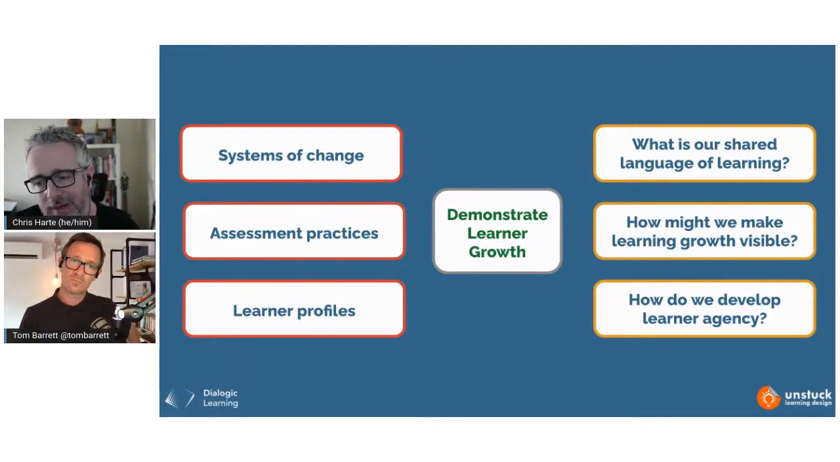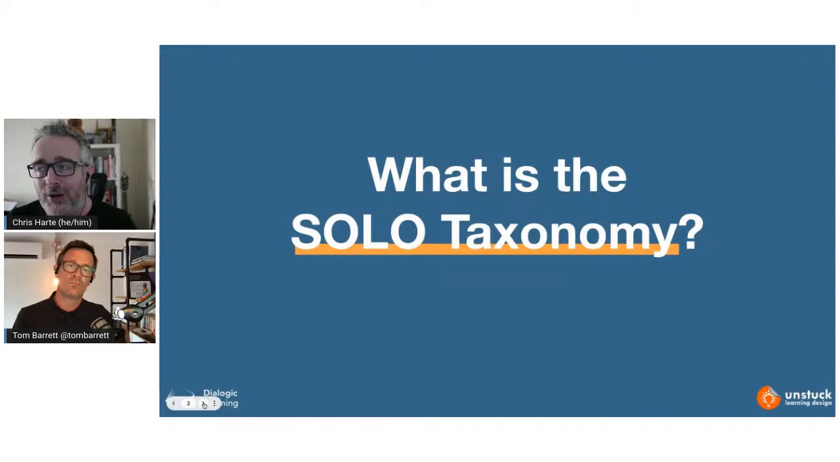Absolutely, Tom. Thank you. I think it bears taking a moment to say where we started with the SOLO taxonomy, and understanding that personally we were grappling with these questions many years ago and continue to grapple with them in some ways.